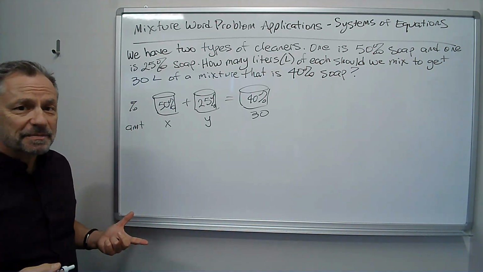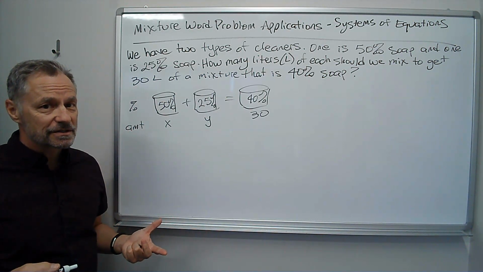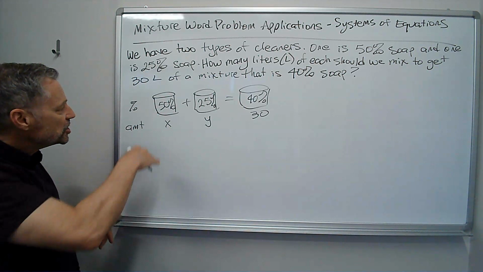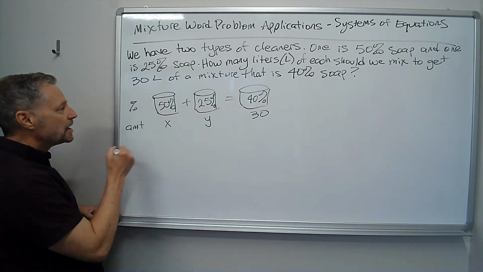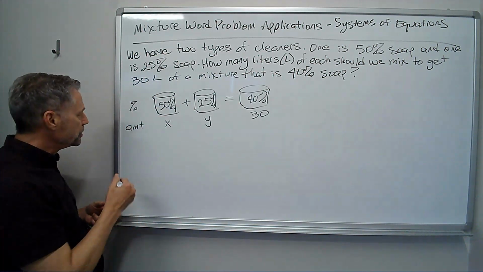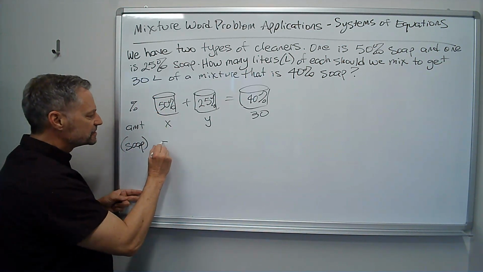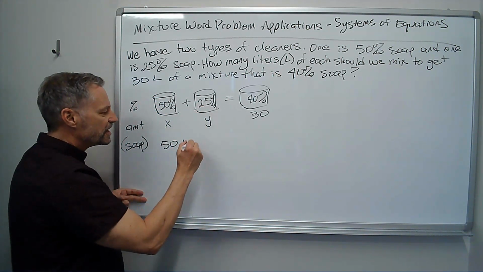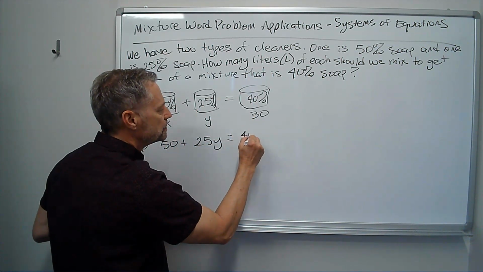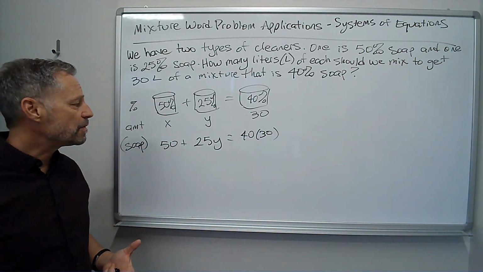But here's what's nice about this. Notice we have two variables, of course. We need two equations. Well, one of the equations just falls right out of the problem. Just multiply down, and the one representing the amount of soap is just 50x plus 25y equals 40 times 30. So just remember to multiply that one down.